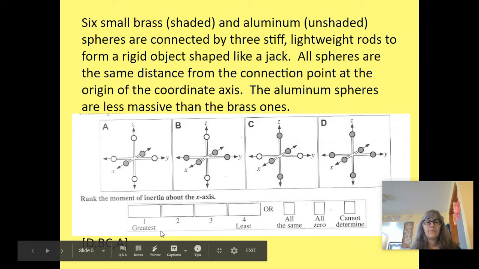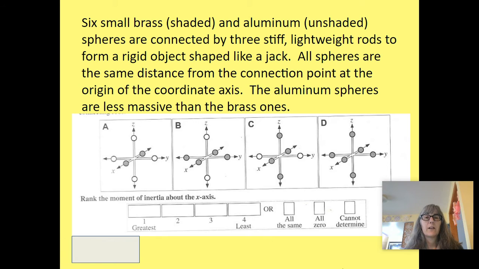Try this. So we have six brass and aluminum spheres that are connected by three stiff lightweight rods to form a rigid object shaped like a jack. All spheres are the same distance from the connection point at the origin of the coordinate axis, and the aluminum spheres are less massive than the brass ones. So they're all going to rotate about the center there.